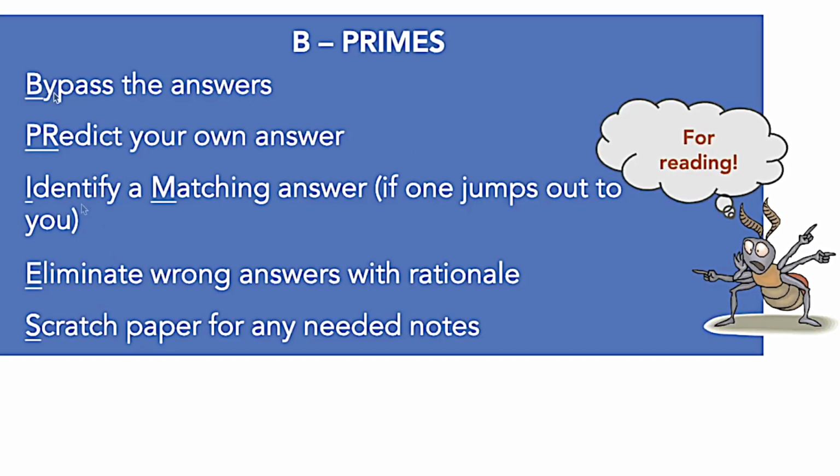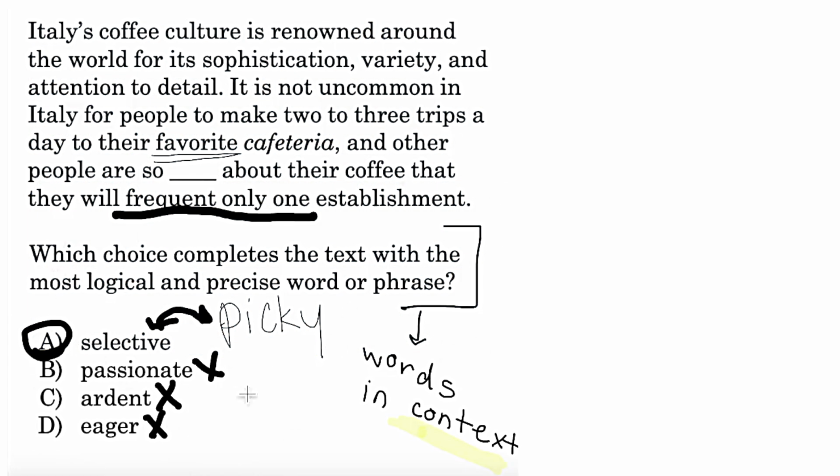And there you go. Bypass your answers, predict your own answer, identify a matching answer if you can. Usually that means that you predicted the same word in words in context. Eliminate your wrong answers, and all of this that I wrote on my screen here, that's what I would be writing on my scratch paper. The identification of the question problem and the word that I picked to annotate. Now this elimination you can do on Blue Book, as well as highlighting the context clues and obviously selecting your answer.